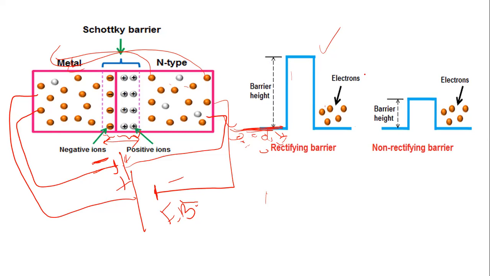Rectifying property in the sense that it allows current to pass through this metal semiconductor junction only in one direction. Current is allowed to pass through only in one direction.